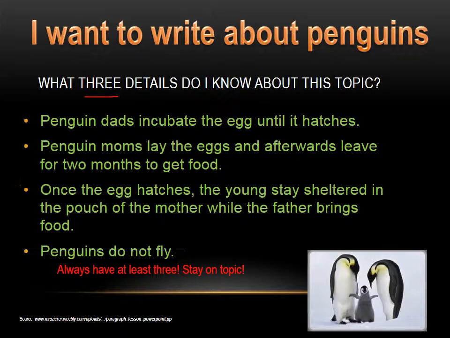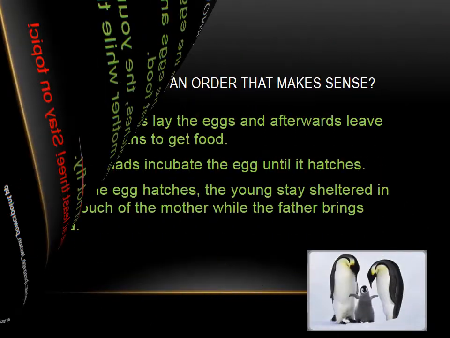Now, as you can see from these four sentences, there's a general theme to them. All of them seem to be about penguin parents and how they care for their young. All of them except this last one. That's why I have it crossed out. Penguins do not fly. Sure, that's a fact, but it does not relate to what the theme is in my other detail sentences here. So I'm going to take that one out. And again, be sure to stay on topic and have at least 3 points you want to discuss.